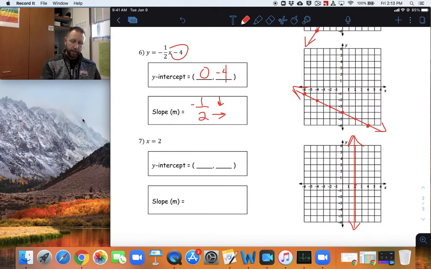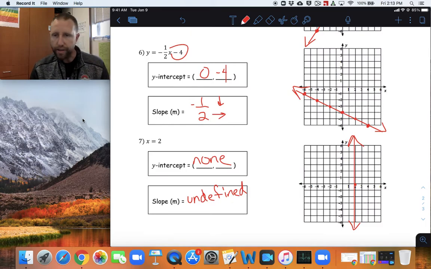Right, there is no y-intercept. There's none. It doesn't ever cross the y-axis because it's a vertical line. My slope, if you remember, for a vertical line is undefined, because my change in x, I'm not going side to side at all. My change in x is 0.